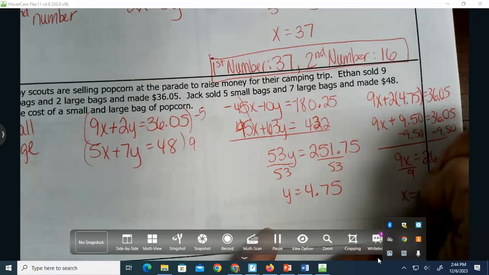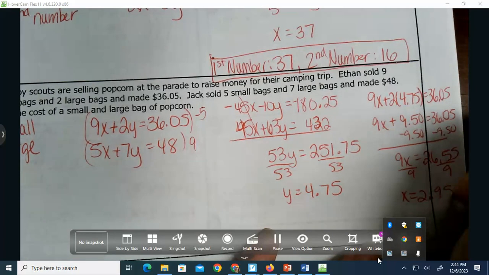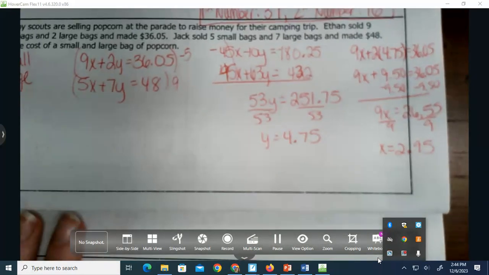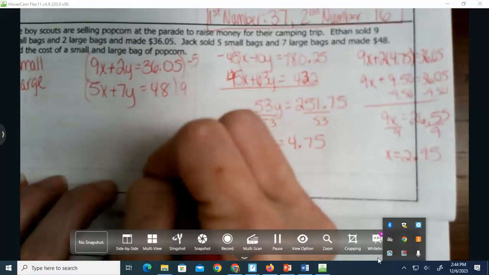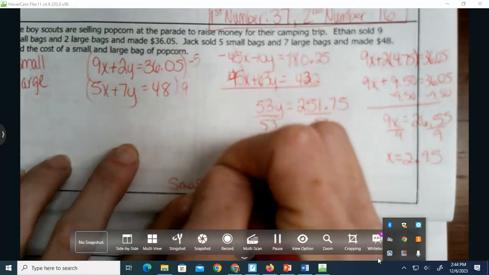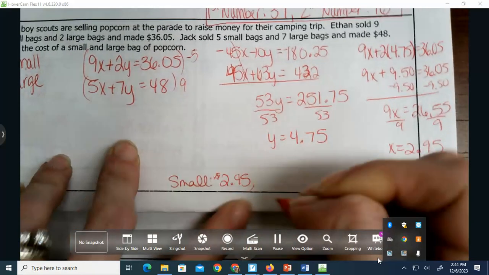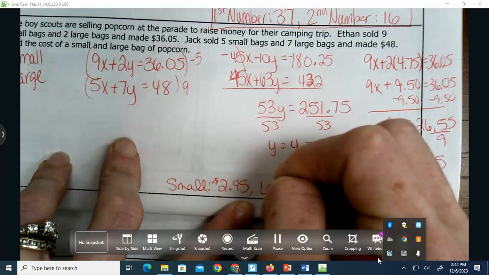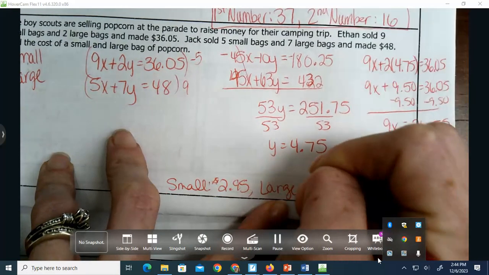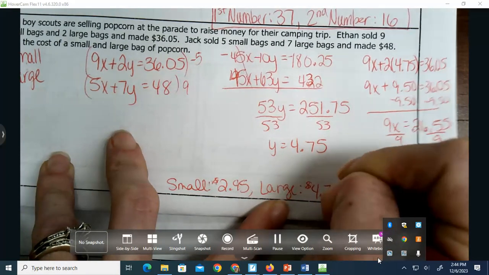And we get $2.95. So to answer the question, do not write an ordered pair. The small cost $2.95. Large cost $4.75.